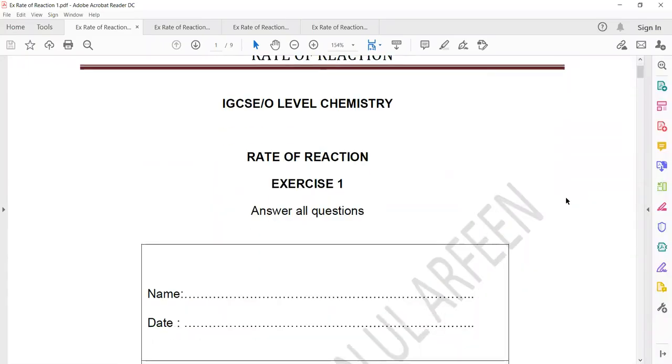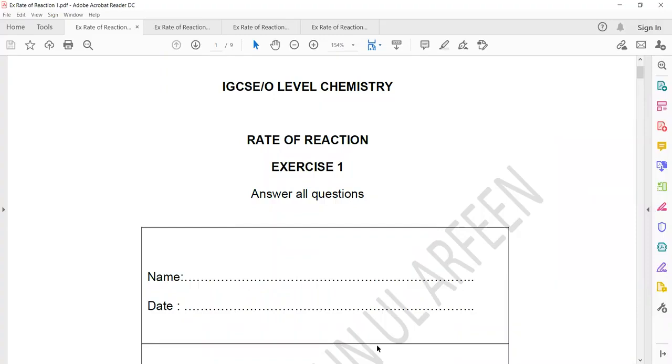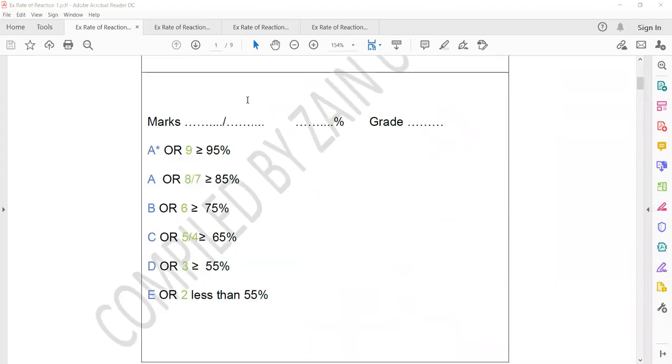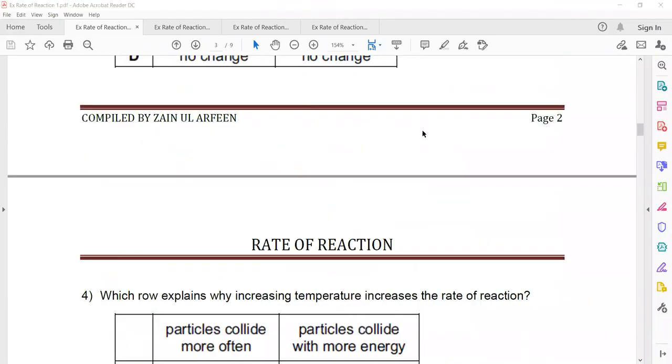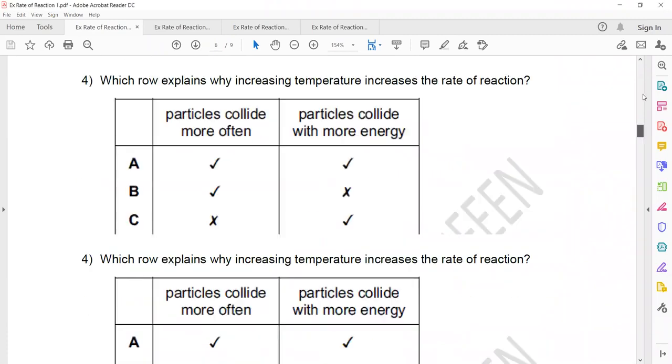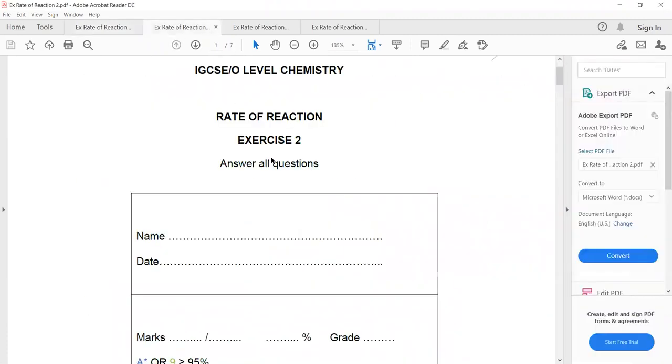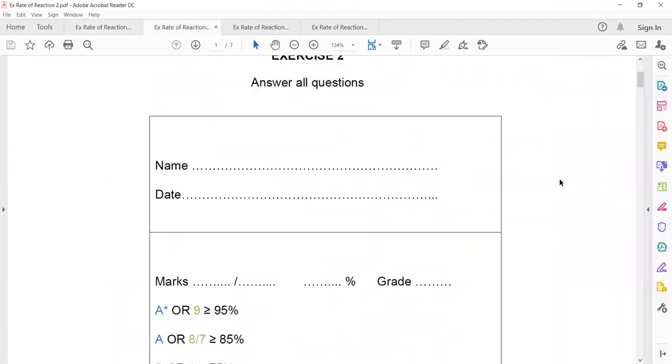So this is an exercise related to the rate or speed of the reaction. This part, the MCQs, we already discussed. Some questions we'll discuss.